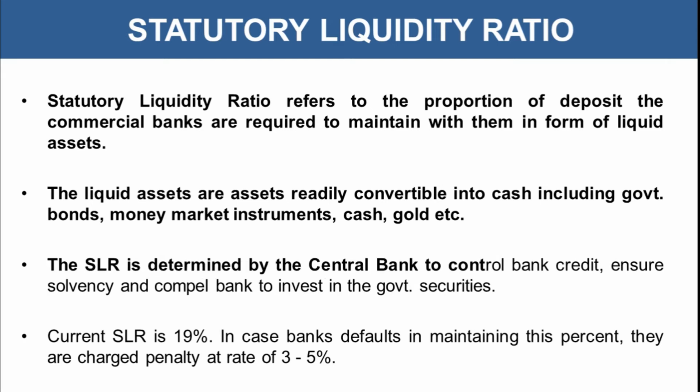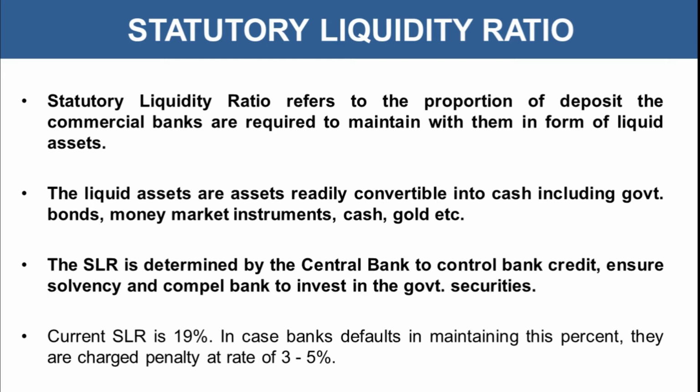Now this SLR is determined by the central bank, that is the Reserve Bank of India, to control bank credit, ensure solvency and compel banks to invest in government securities. So the central bank tries to adhere to three objectives at the same time. First is controlling the bank credit. So if a bank has to maintain a certain proportion, there is a control over the amount that the bank could lend to the customers. So that's how the RBI tends to keep a control over the bank.